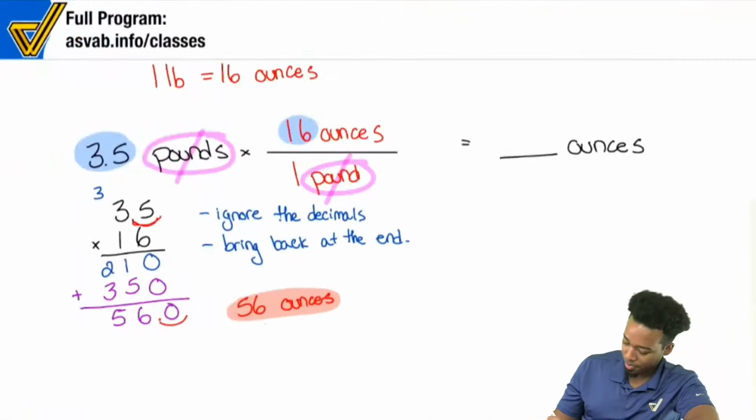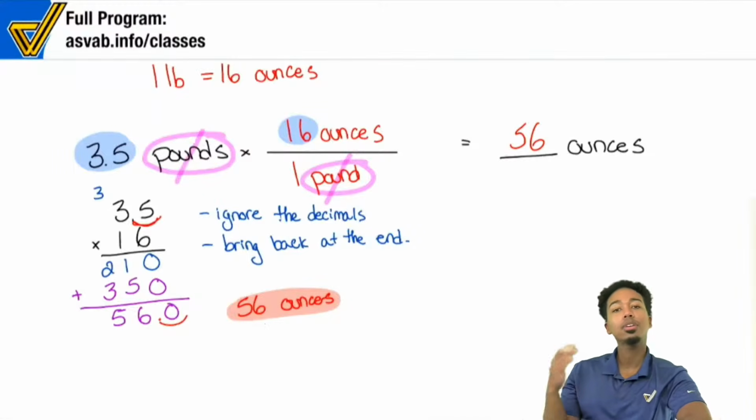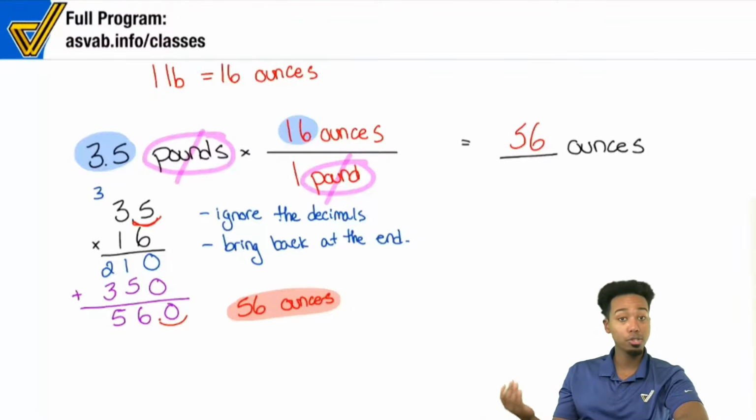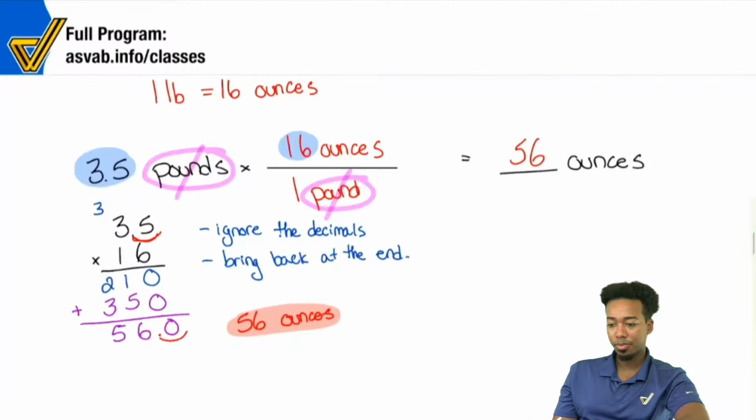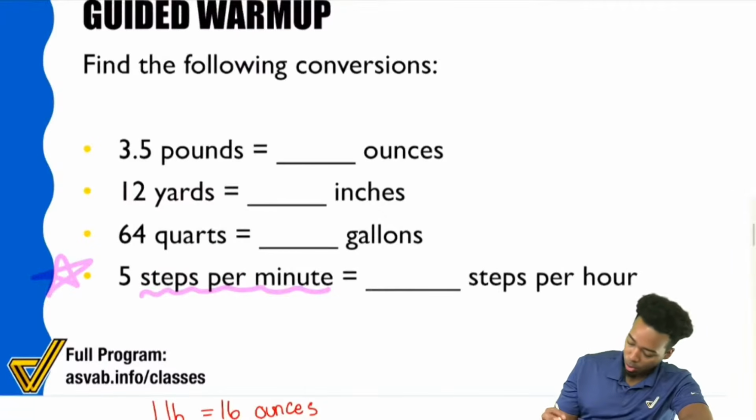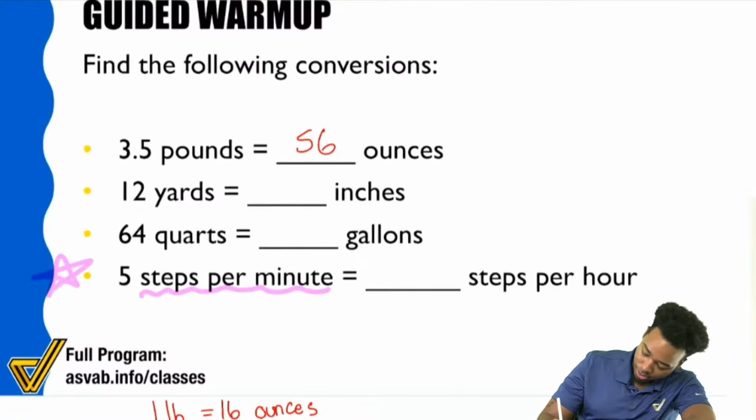Yes or no, does that make sense? If you're using the bigger, smaller method, it'd be multiplication because you're going to a smaller unit. If you're using the conversion rate, you would be multiplying because the 16 ounces would be up top, because you're staying with ounces. Okay, great. That's number one. Number one is going to be 56 ounces.